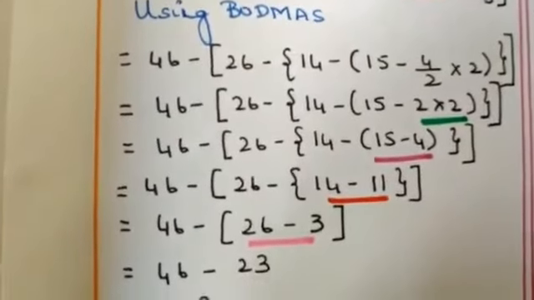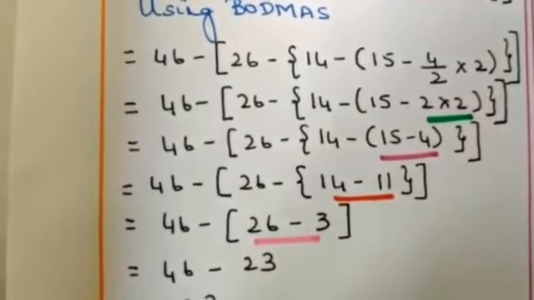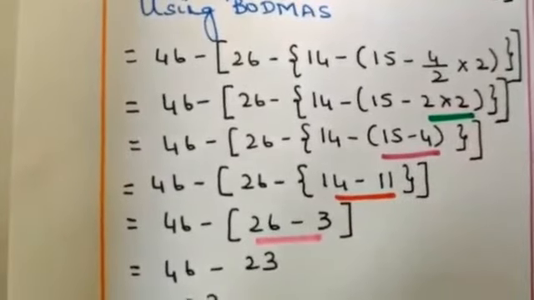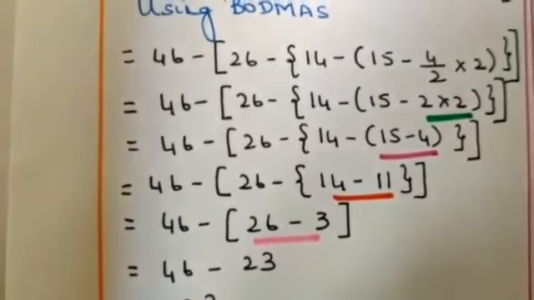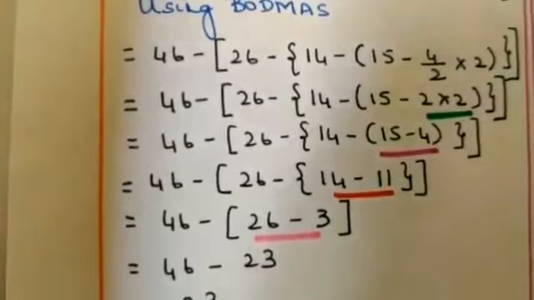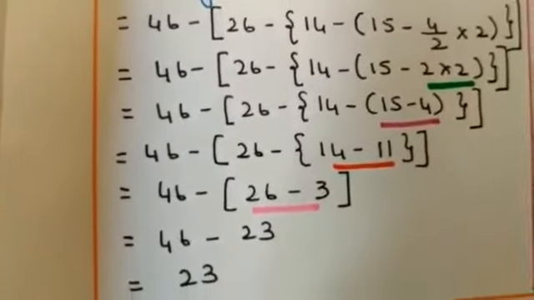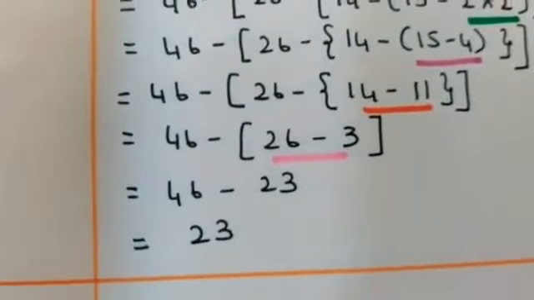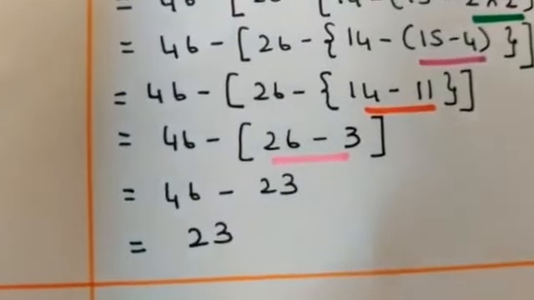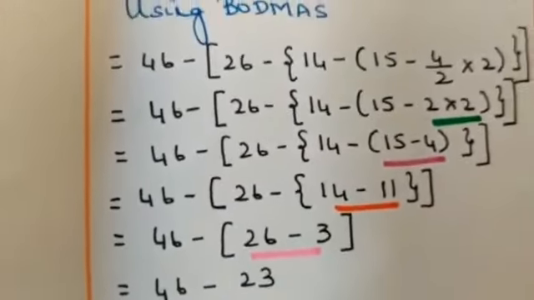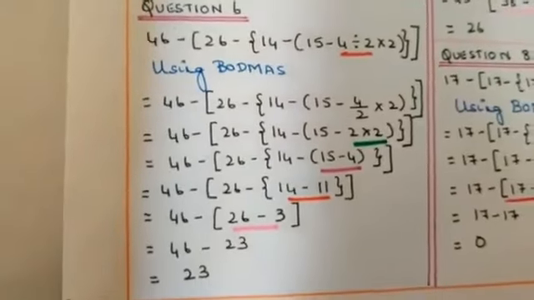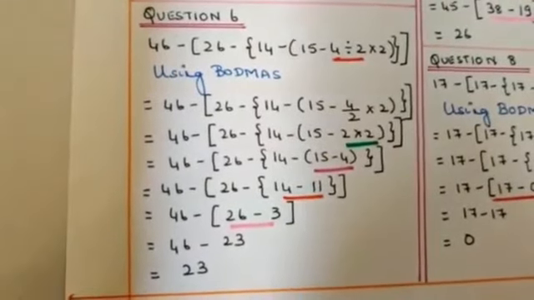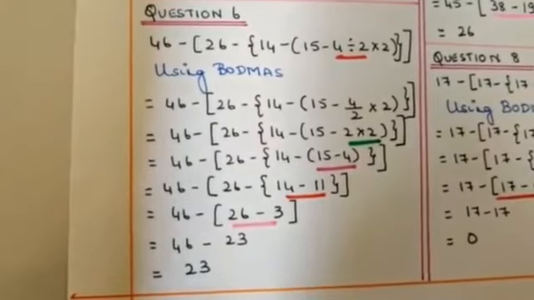And the expression becomes 46 minus 26 minus 14 minus 15 minus 4. That becomes 46 minus 26 minus 14 minus 11. And that becomes 46 minus 26 minus 3. And that becomes 46 minus 23. And that becomes 23. I'm just giving you a pause here for you to have a deep look at the sum and start solving this problem 6.